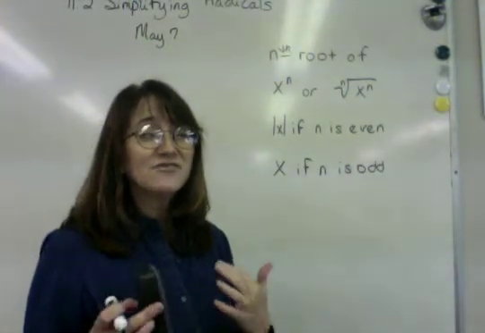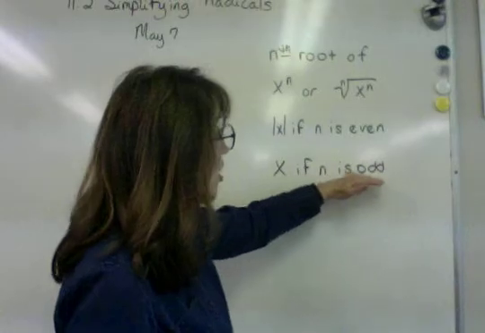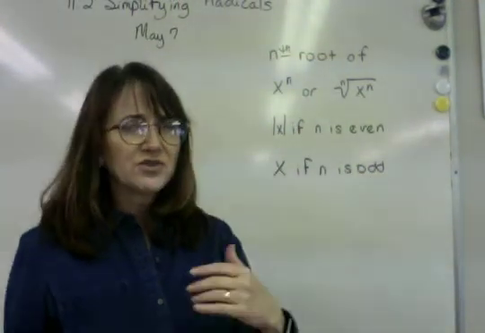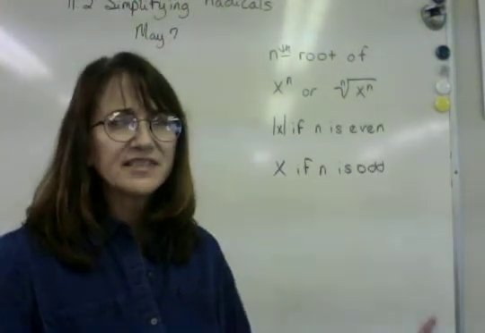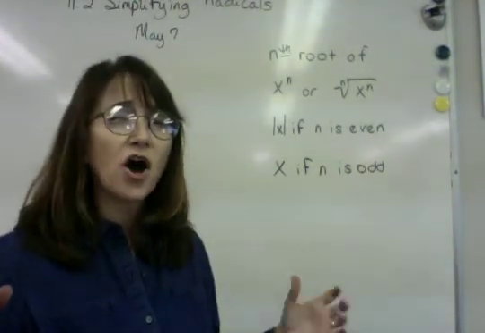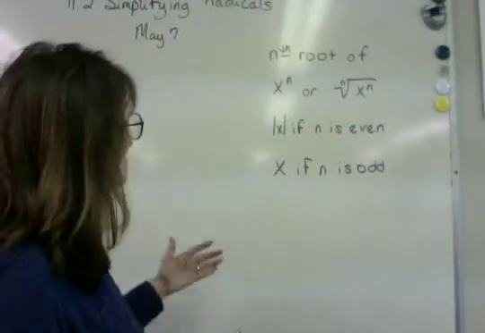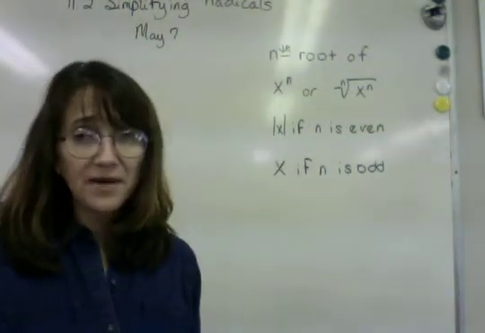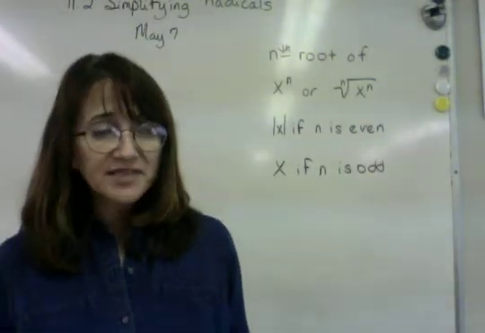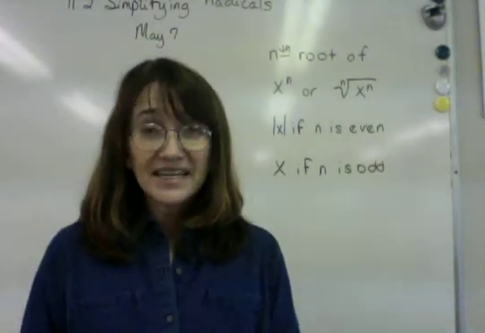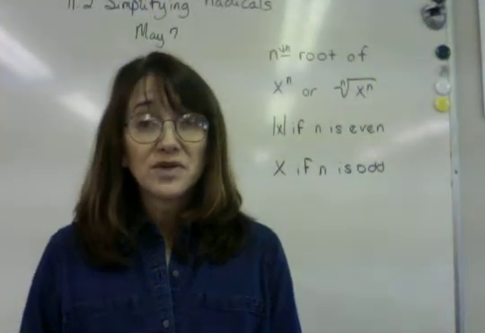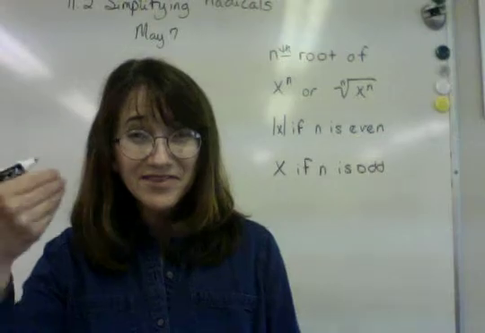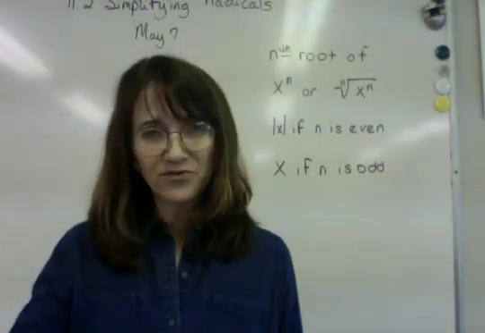Whereas if your index is odd, if it's cubed, or if it's to the power of 5, or the power of 7, or the power of 9, if it's an odd index number, then you relax, it's coming out as positive. Now, it's good to keep that in mind, but for the purposes of this lesson and the next lesson, we're going to assume that they're positive. And the only time they're going to be negative is if the negative sign is hanging outside of the radical.